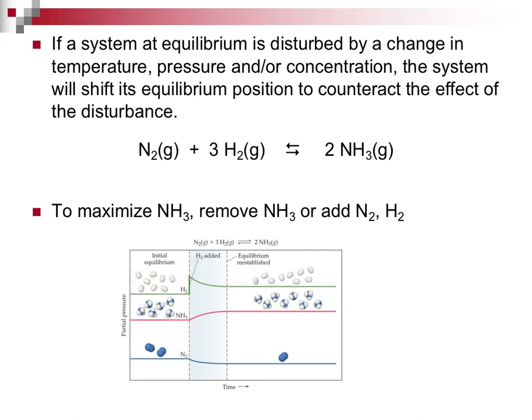So if a system is at equilibrium and it's disturbed by a change in either temperature, pressure, and or concentration, the system is going to shift its equilibrium position to counteract the effect of disturbance.